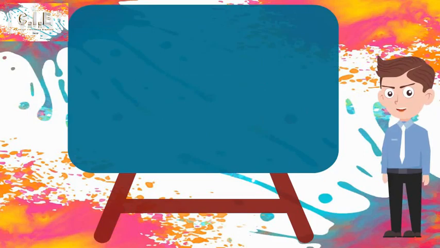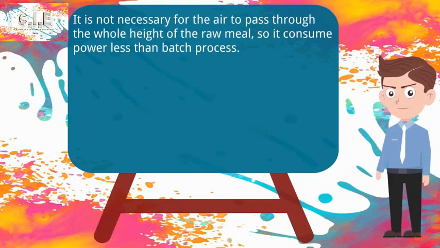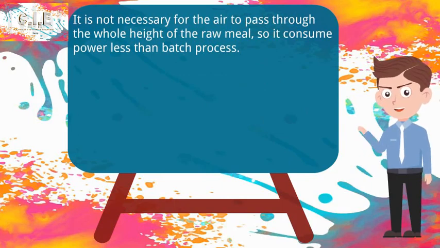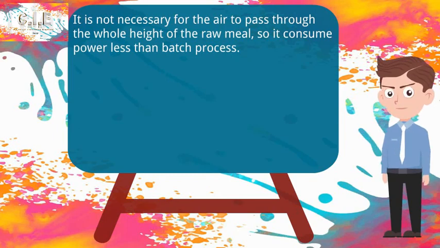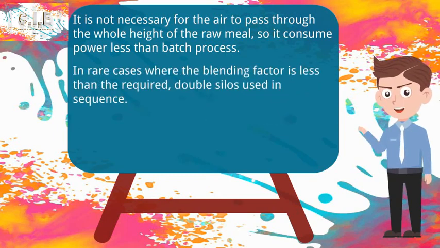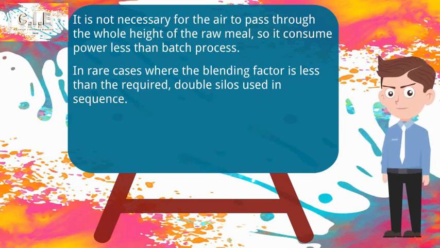The continuous process consumes less power than the batch process because it's not necessary for the air to pass through the whole height of the raw meal. In some rare cases, the blending factor will be less than required, so we would have two silos in the continuous blending system.